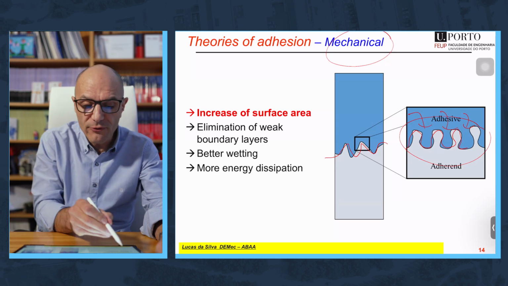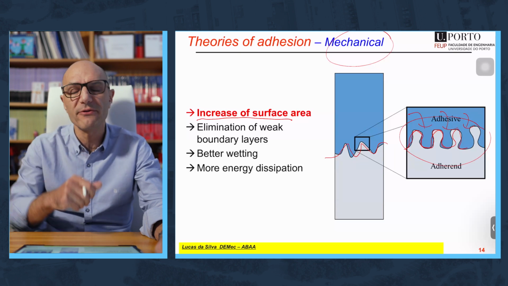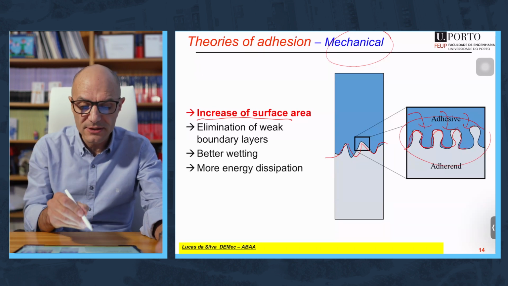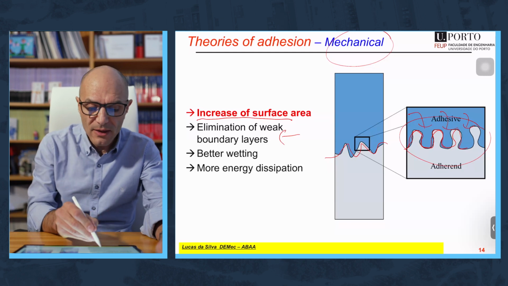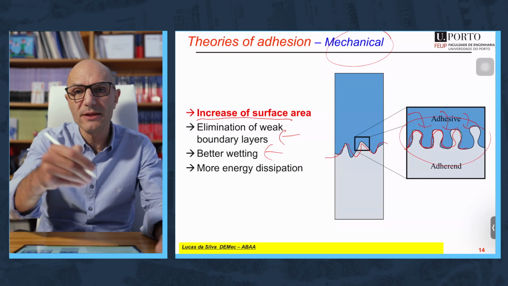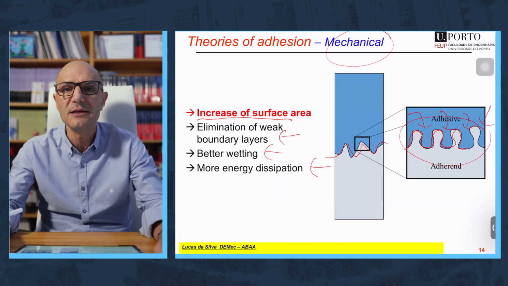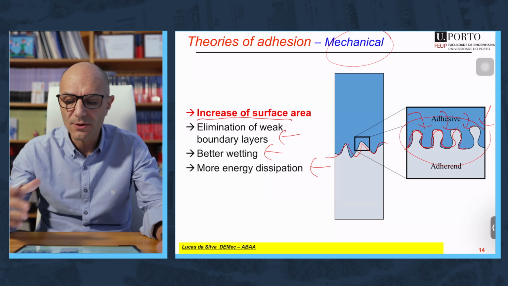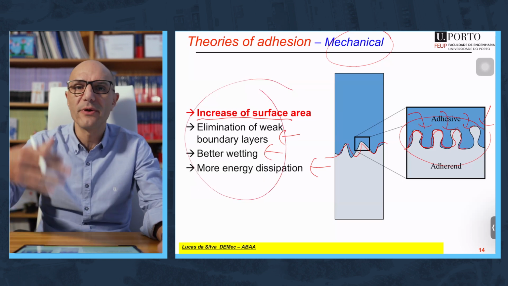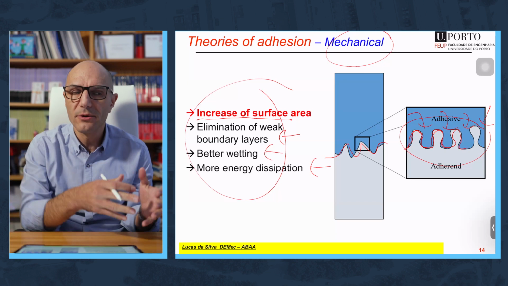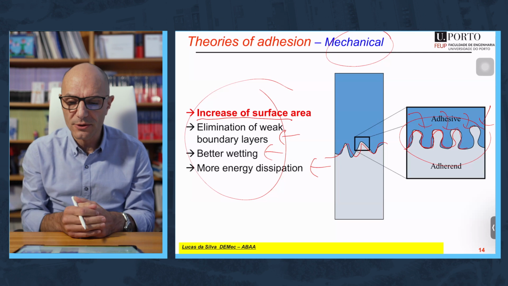But in addition to this, of course, you have an increase in surface area. A huge surface area is good also for van der Waals, to have more physical force. In general, you have a rough surface because you eliminated the weak boundary layers. In general, a rough surface allows better wetting. And finally, you have more energy dissipation because you will have a lot of plasticity here if the adhesive is ductile. So there are a lot of contributions that lead to a higher joint strength. Not only the theory of adsorption, you also have the mechanical part in most of the joints.